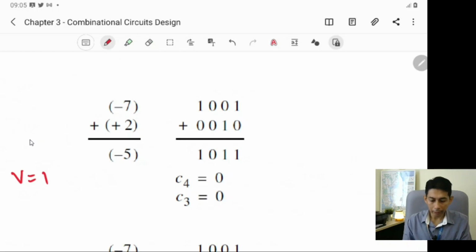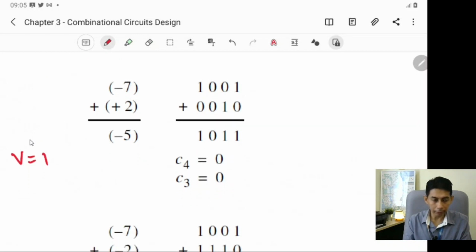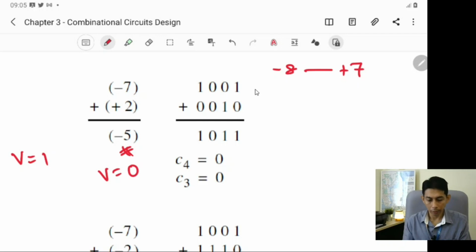When we have the same numbers, 7 and 2, but now 7 is a negative number, minus 7, and plus 2, the result should be minus 5, and minus 5 is in the range, right? Remember, our range is from negative 8 to positive 7, so minus 5 is just fine inside this range. So there is no overflow actually. In this case, V should be equal to 0. No overflow.